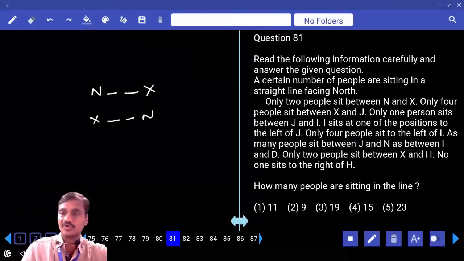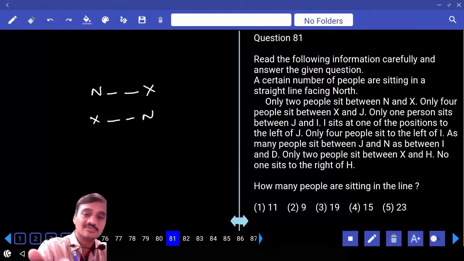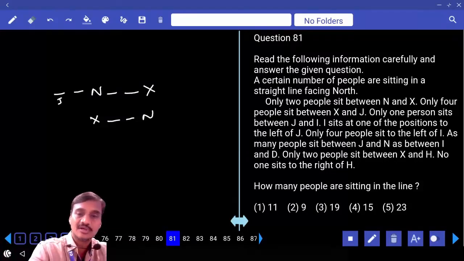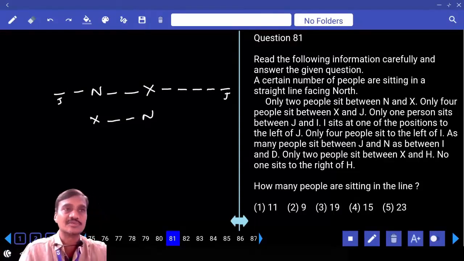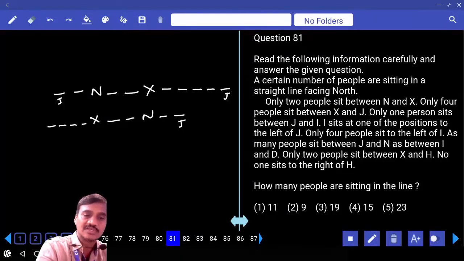And next one, only 4 people between X and J. Tell me, how many between X and J? 4 people. 1, 2, 3, 4. J can be here, or 1, 2, 3, 4, J can be here. Two possibilities come up here. And only 4 people between X and J.